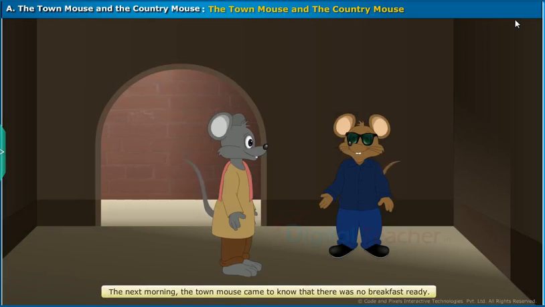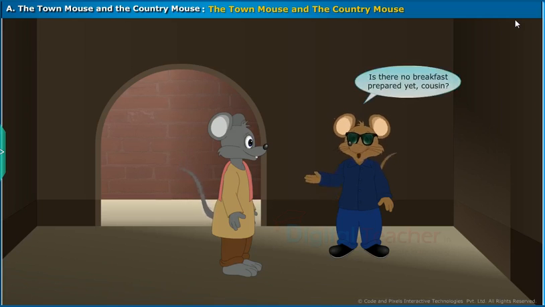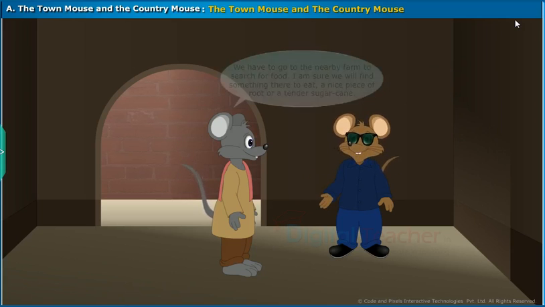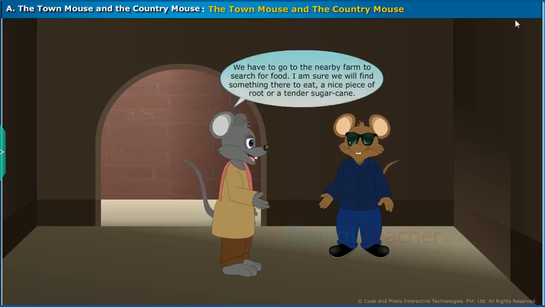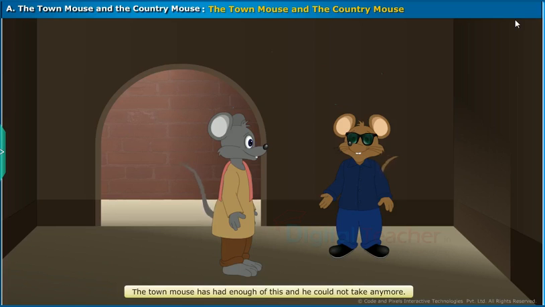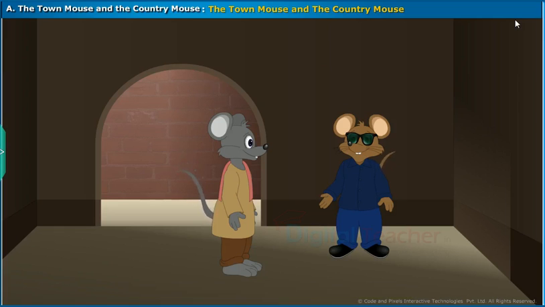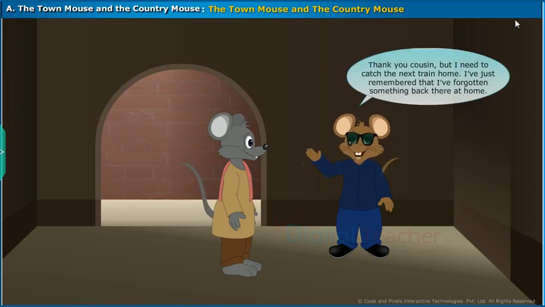The next morning, the Town Mouse came to know that there was no breakfast ready. "Is there no breakfast prepared yet, cousin?" "We have to go to the nearby farm to search for food. I'm sure we will find something there to eat, a nice piece of root or a tender sugar cane." The Town Mouse had had enough of this and could not take any more. "Thank you, cousin, but I need to catch the next train home. I have just remembered that I have forgotten something back there at home."